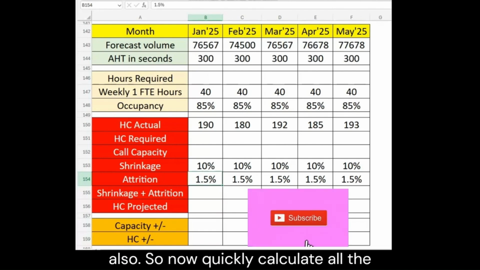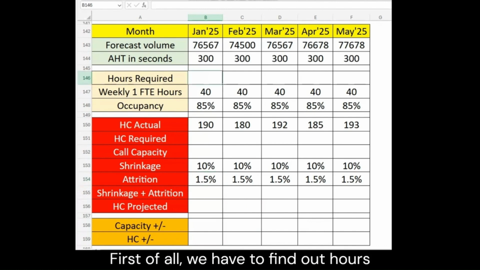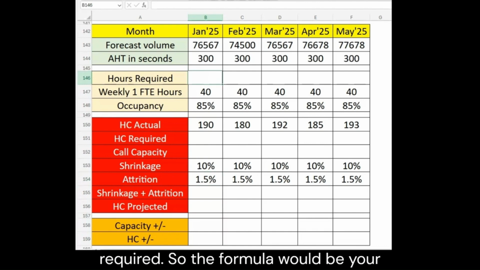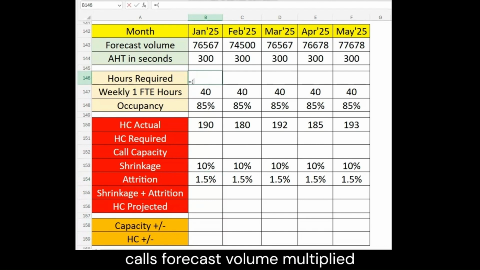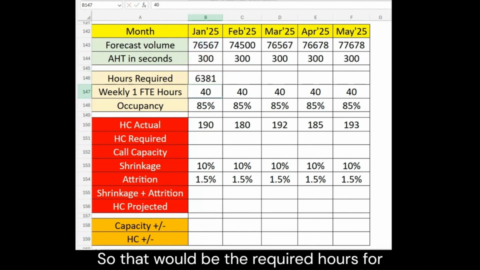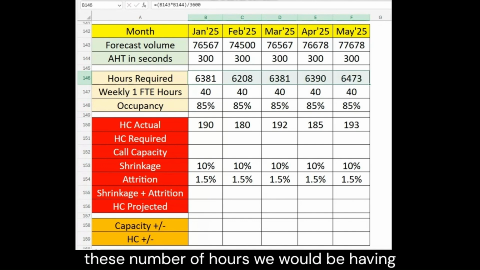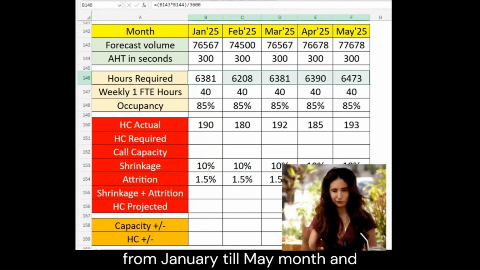So now quickly calculate all the components which are required for this. First of all, we have to find out hours required. So the formula would be your calls forecast volume multiplied by your AHT in seconds, bracket close, divided by 3600. That would be the required hours for January month, and simply we select all the cells and press Control R. So we have these number of hours from January till May.